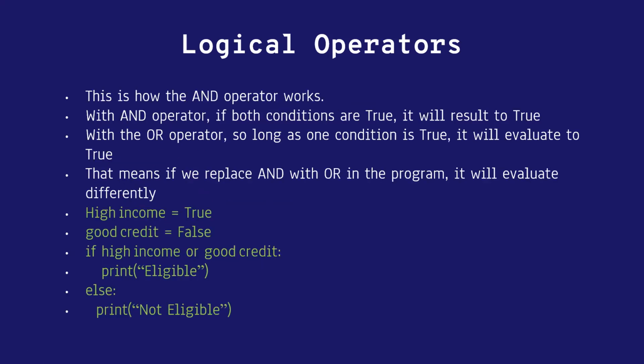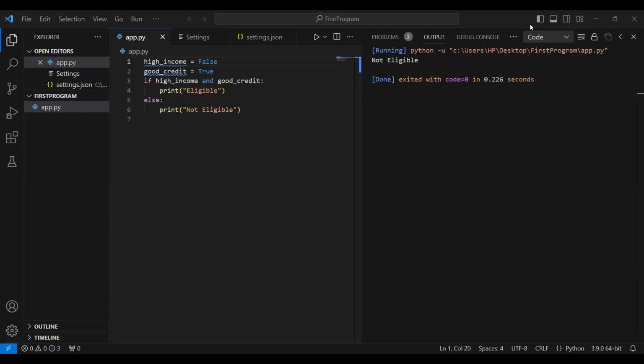This is how the AND operator works. With the AND operator, if both conditions are true, it will result in true. With the OR operator, so long as one condition is true, it will evaluate to true. That means if we replace AND with OR in the program, it will evaluate differently. Let us change and see the output. So I want us to change this to OR, then we evaluate.